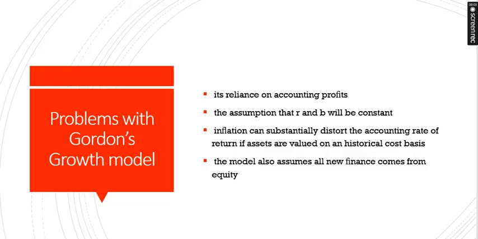The model also assumes that all new finances come from equity. So it assumes that all sources of finance come from equity. That's what it does. So that's a challenge, because you can also finance a company with debt. So those are the problems with Gordon's growth model.